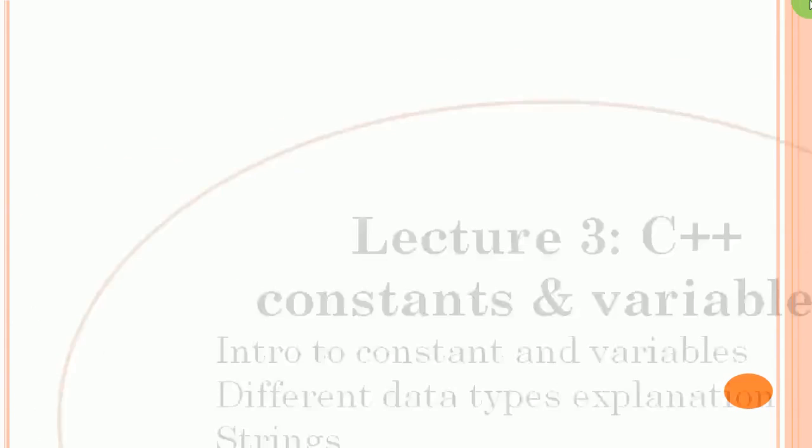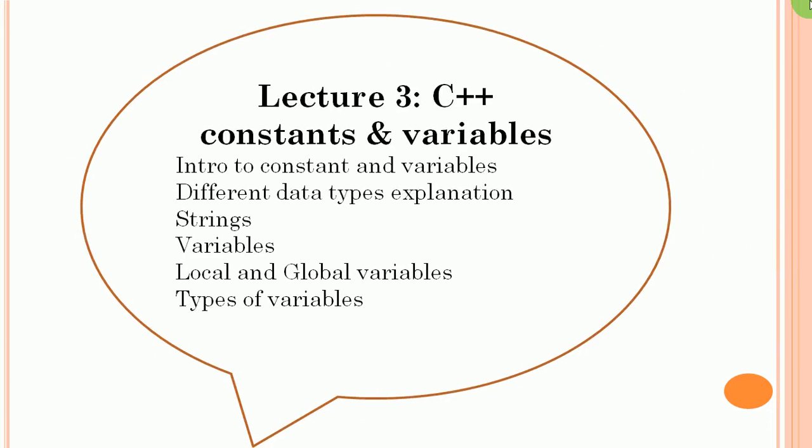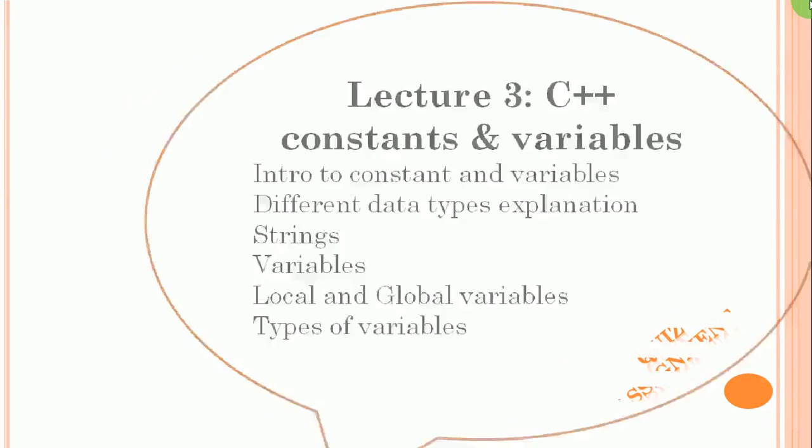All right, next we come to lecture 3. The topic of lecture 3 is C++ constants and variables. In this lecture, we give an introduction to constants and variables, and then we look at the different data types that are used in C++, and then we look at the topic of strings and then variables, and then local and global variables, and then types of variables. After lecture 3, we have a quiz and assignment.